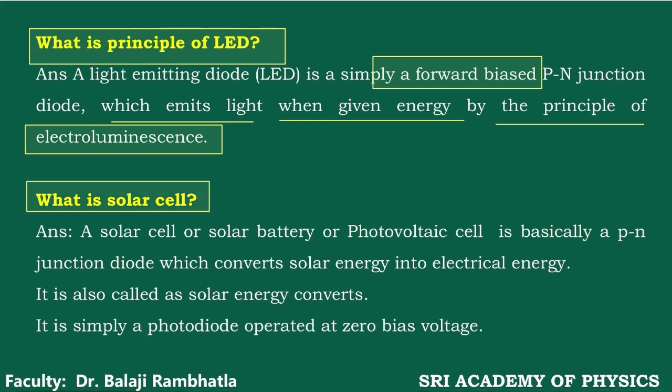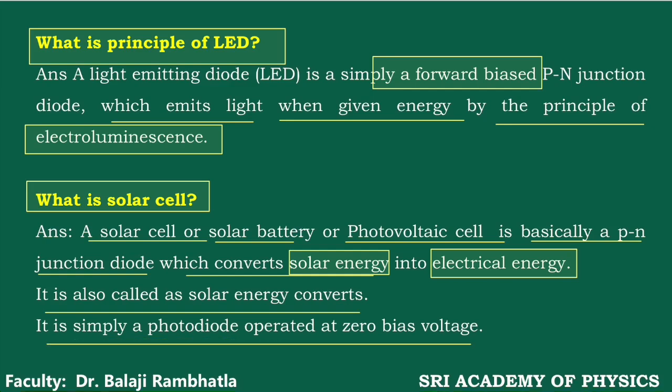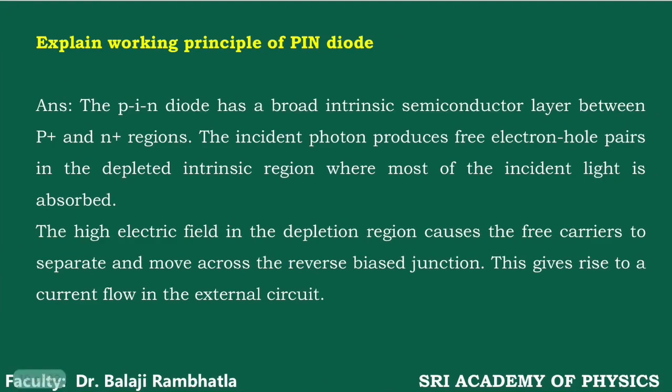What is a solar cell? Next question. A solar cell or photovoltaic cell is basically a PN junction diode which converts solar energy into electrical energy. So it is also called a solar energy converter, and it is always operated in zero bias voltage. We are not applying any biasing for the solar cell. So a solar cell converts solar energy into electrical energy.